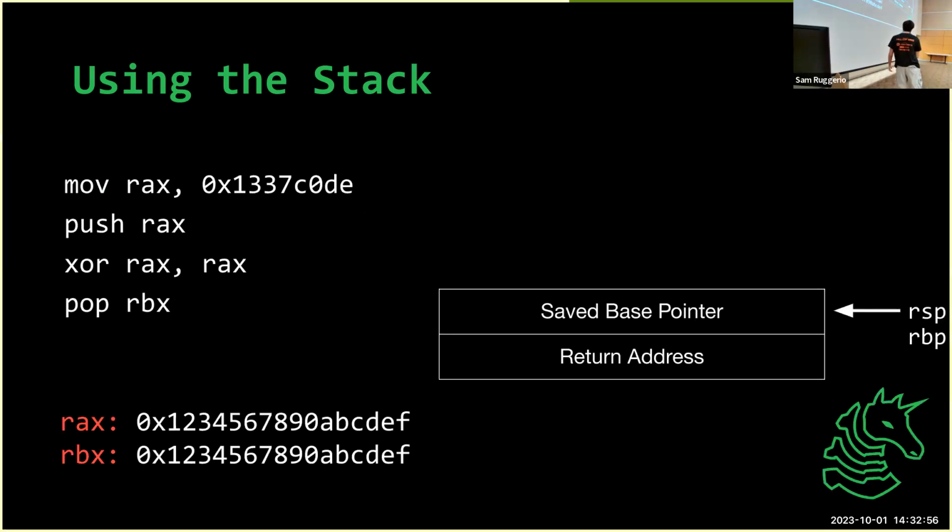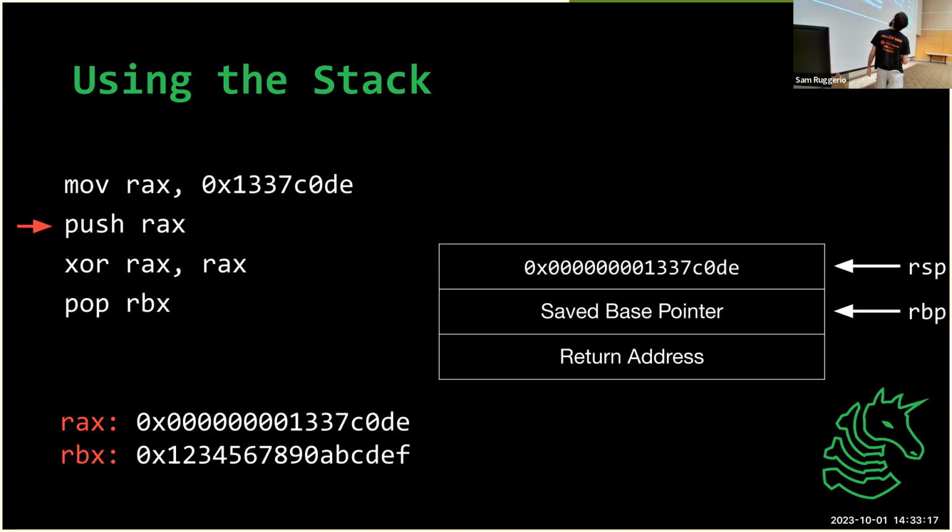So yeah, using the stack, I have a bit of an example here. At the start of time, we have our stack pointer and base pointer all pointed to the same base pointer, which happens when we call this function. And then we move this value into RAX as an immediate. So now RAX equals that small value. And then we push RAX to the stack. So this will automatically decrement the stack pointer and place that value on the stack.